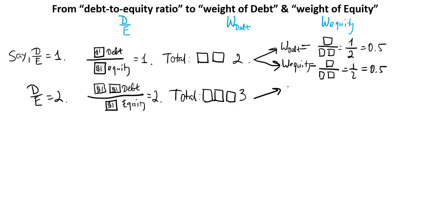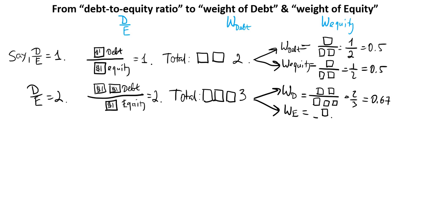And that allows us to again go to the weight of debt and the weight of equity. So what are the weights? Debt is 2 out of a total of 3, right? 2 out of 3, or 2/3, which is approximately 0.67 or 67%. Weight of equity, 1 box out of a total of 3 boxes. So 1 box on top, on the bottom we can put 3. And that gives 1/3 as expected, which is the remaining percentage, or approximately 33%.